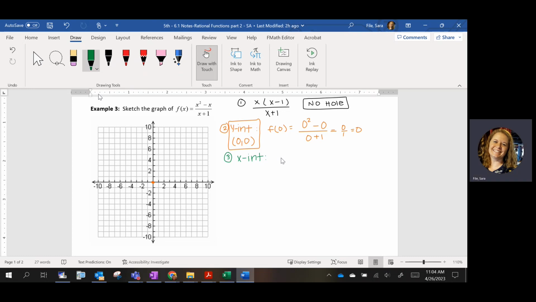Set the numerator. N of x, remember, stands for numerator. So we set the numerator equal to 0. In this case, we already factored it in step 1. So I'm going to go ahead and use that factored form to save me having to refactor it. So I'm ready to split and solve.